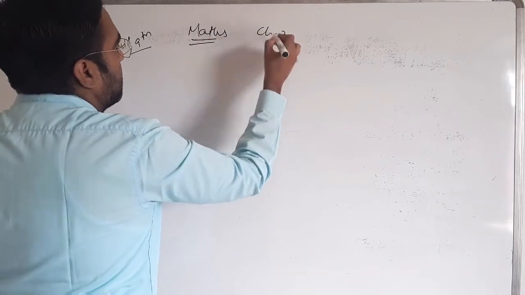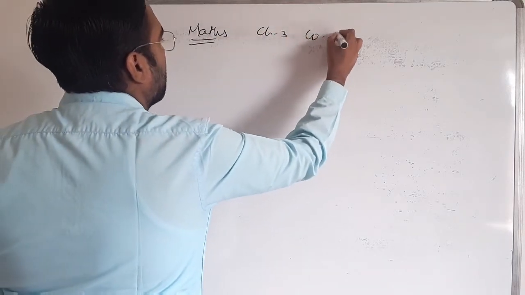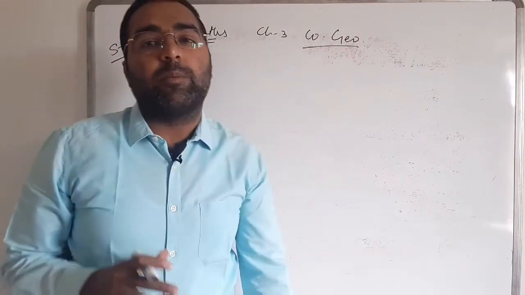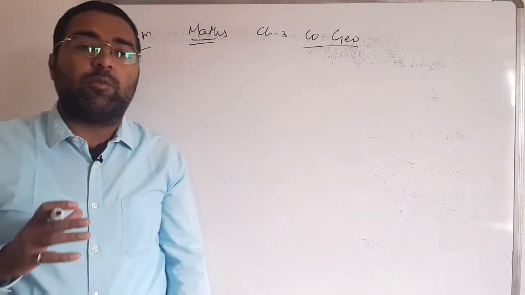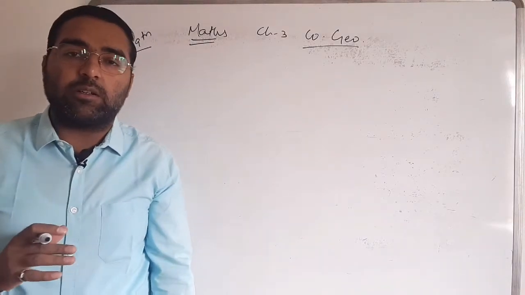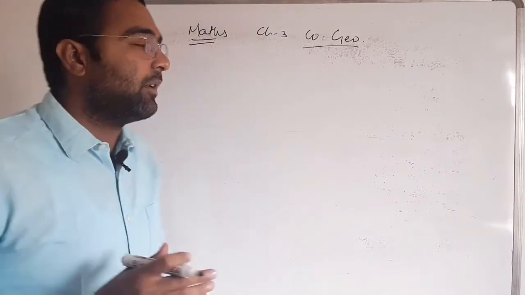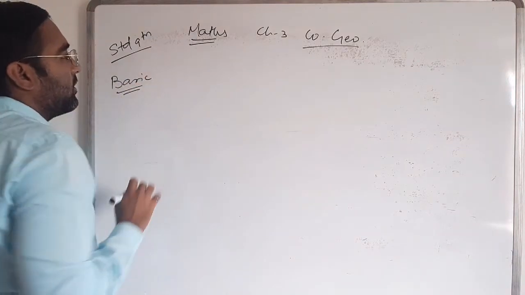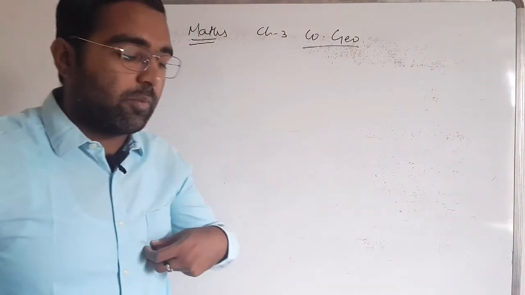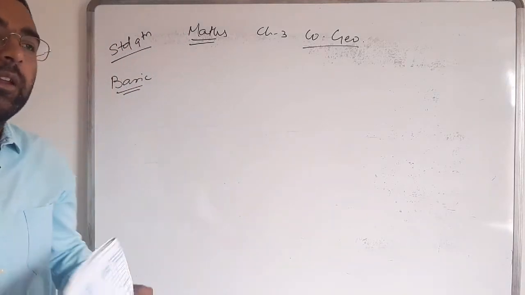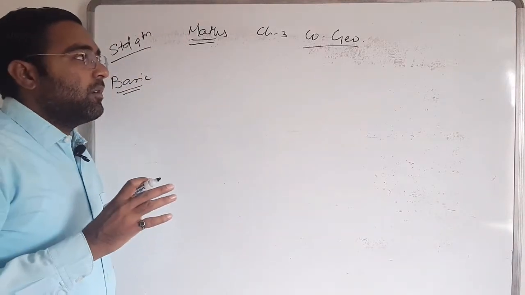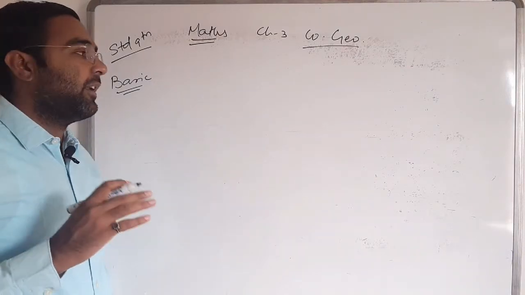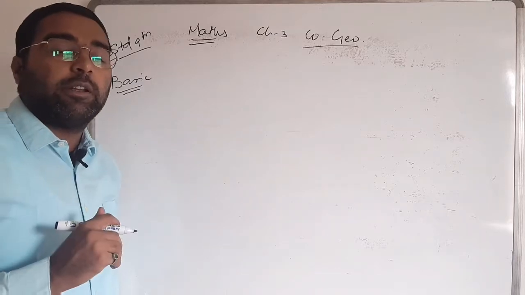Name of the chapter: coordinate geometry. For coordinate geometry, first of all we have to move to the basic terms and basic definitions that you must know. The basic terms for coordinate geometry: any kind of geometrical part that is defined in the plane. Mostly, they are defined in the plane.